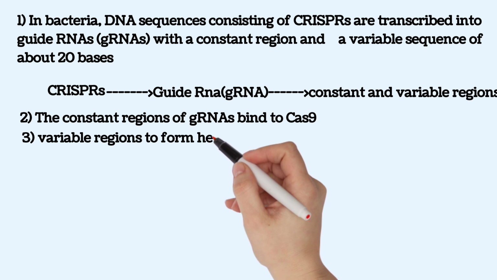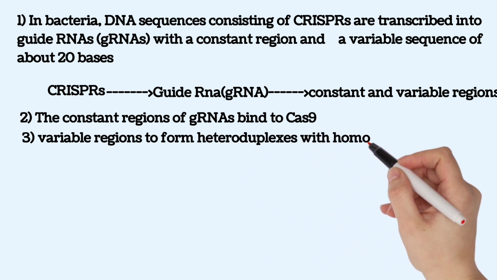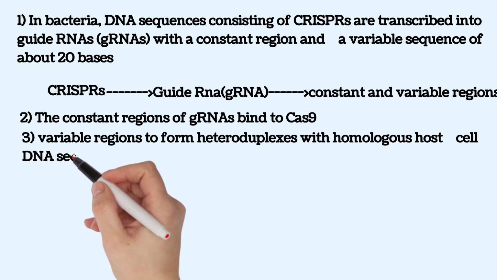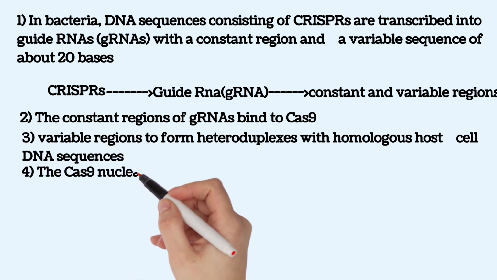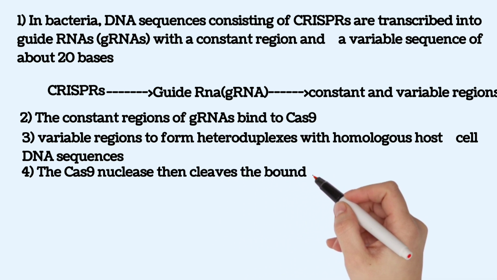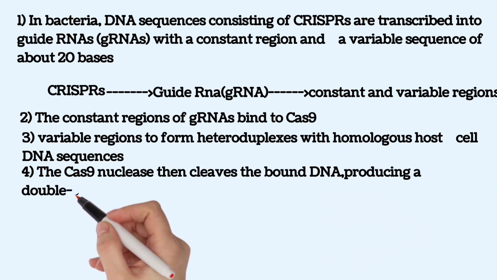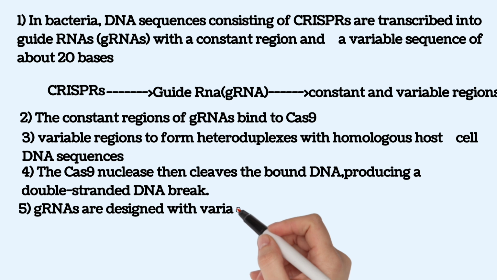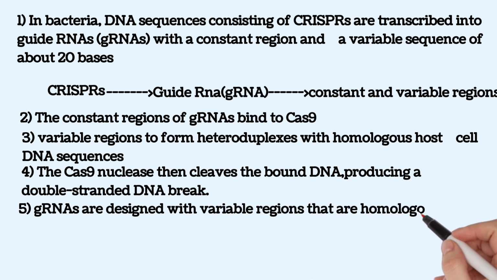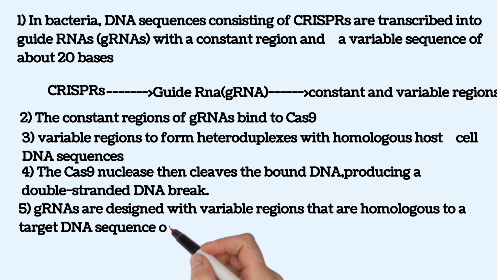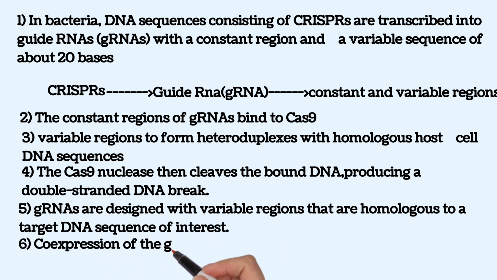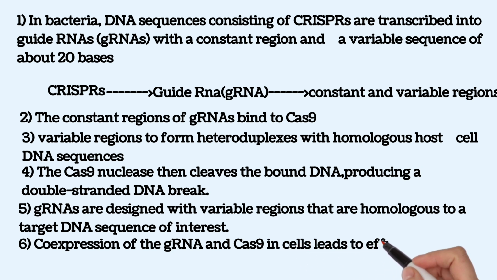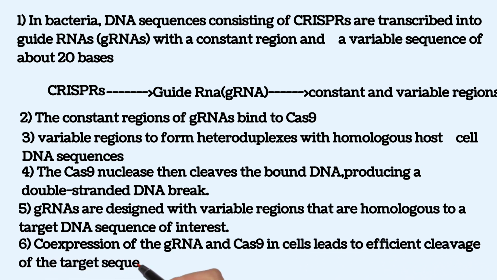The constant region of the gRNA binds to Cas9 and the variable region forms heteroduplexes with homologous host cell DNA sequences. Now, the Cas9 nuclease then cleaves the bound DNA, producing a double-stranded DNA break. gRNAs are designed with variable regions that are homologous to a target DNA sequence of interest. Co-expression of the gRNA and Cas9 in cells leads to efficient cleavage of the target sequence. Now, here is a diagram to define this process.